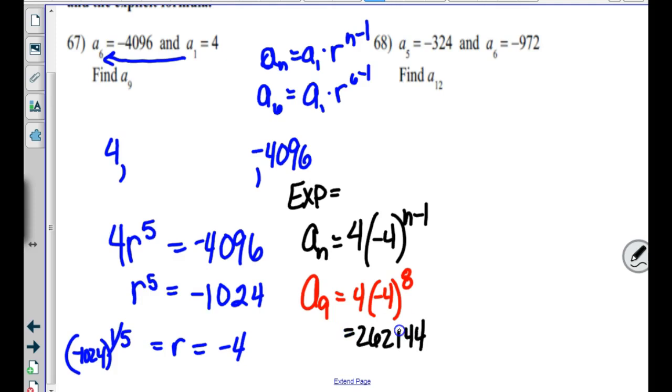Okay. Did Amy do one more? This other one gives you terms 5 and 6. So how could you find r real fast? The 5th term and the 6th term. Yeah, it says it's geometric. So if you just take the 6th term divided by the 5th term, you'll get r. And I'm thinking r is 3.